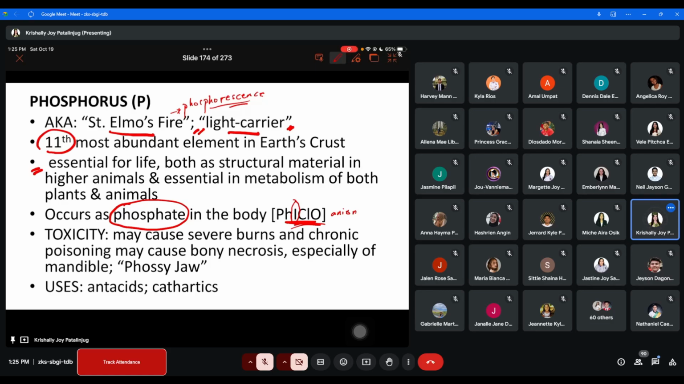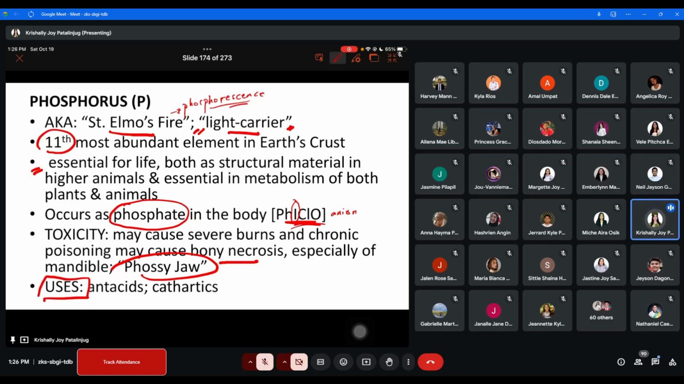Ficlo. Okay, for the toxicity, that's phosidro. Yung pagkakaroon ng bony necrosis, especially on the mandible bones, tawag natin doon is phosidro. Yan yung toxicity ng phosphorus.